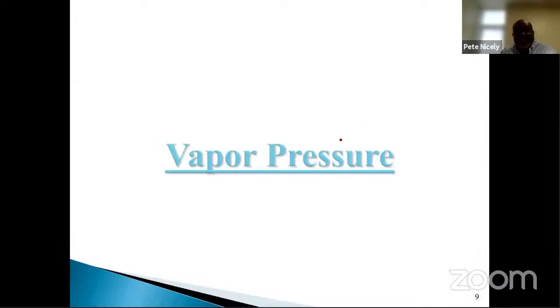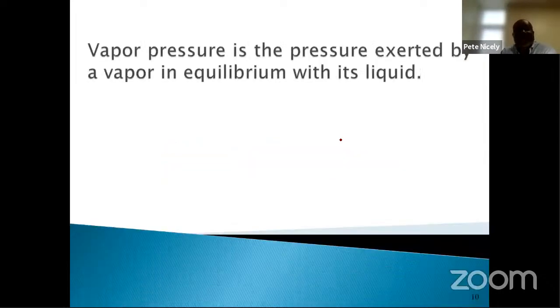Okay, so that's sublimation. So now we're going to get to the concept of vapor pressure. So what is vapor pressure? Vapor pressure is the pressure exerted by a vapor in equilibrium with its liquid.